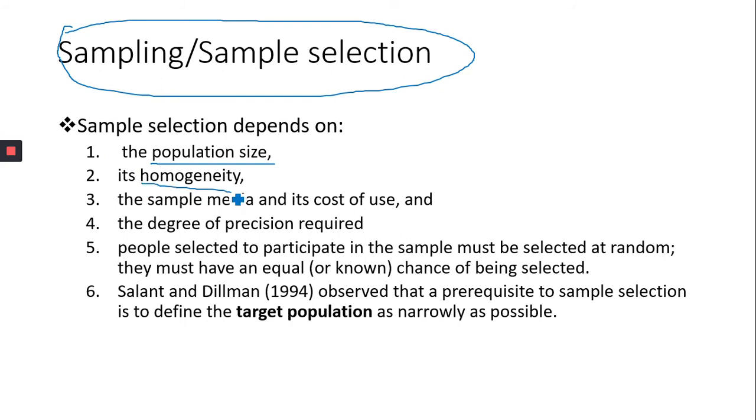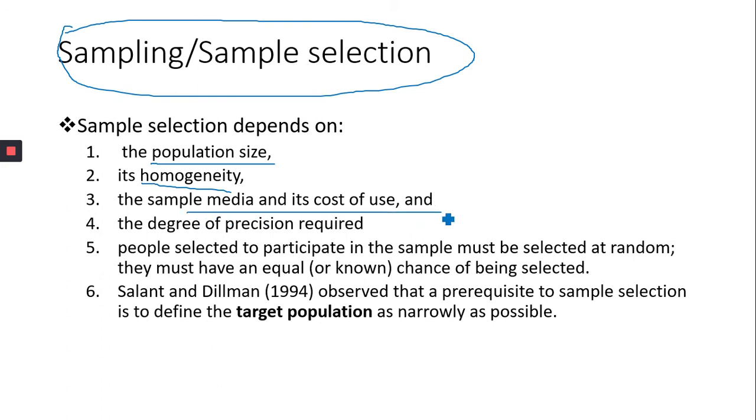That is the principle, and vice versa also. Two, homogeneity. When we talk of heterogeneity, we are talking of the variations within the population. If the population varies or differs significantly from one person to the other, then that will also influence the sample selection process.